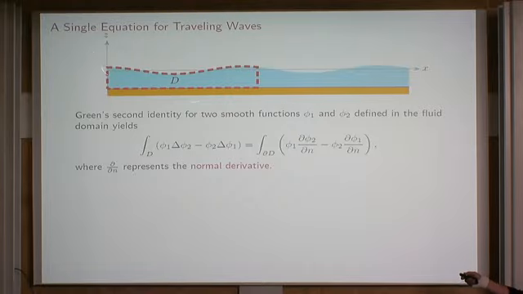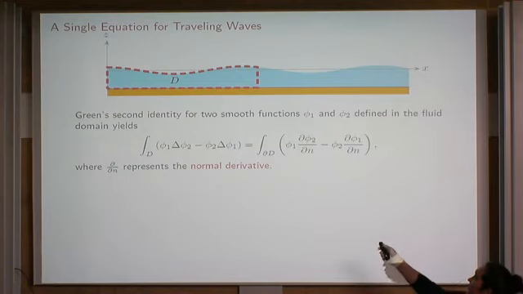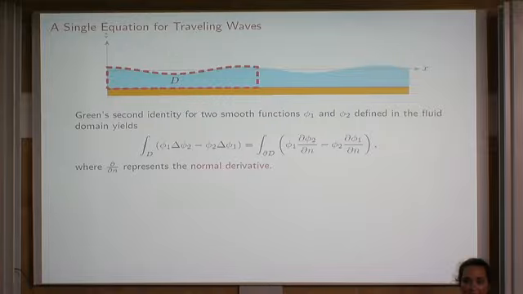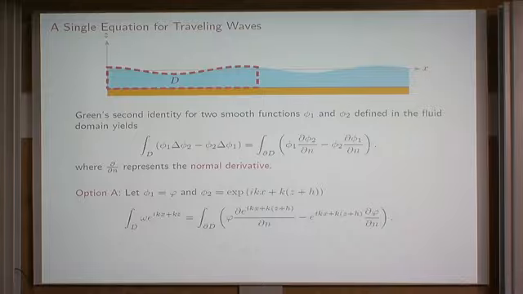Here, since I'm looking at 2 pi periodic solutions, I'm going to consider my fluid domain, which is bounded below by the bottom of the fluid, above by the free surface, and to the right and left by 0 and 2 pi for 2 pi periodic boundary conditions. And what I'm going to do is pick some options for these two functions, and look at what happens.